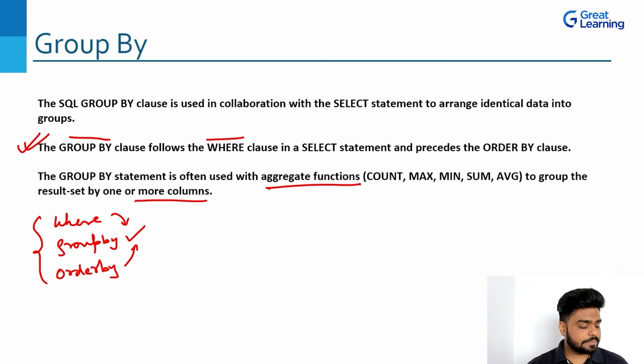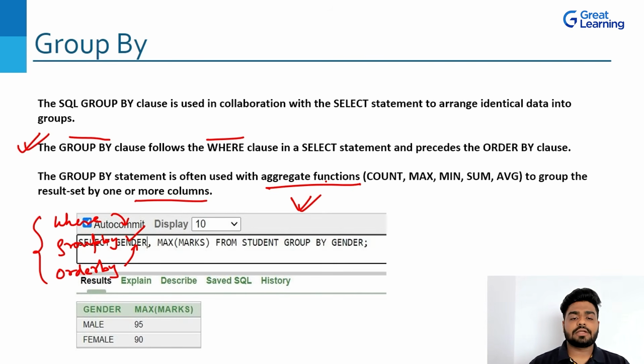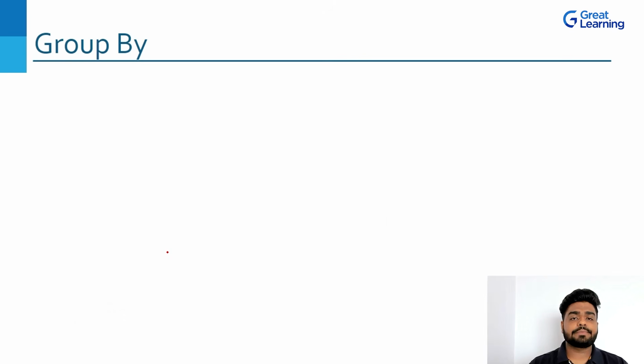Now understand that group by is often used with aggregate functions, but the having clause cannot be used with aggregate functions. This is the main difference why we have the having clause, and we'll understand what the other differences are that distinguish group by and having. Okay, now let's move to the having clause and understand what it is. Before that, just one example of group by. If you can see, select gender, max marks from student, group by gender, right?